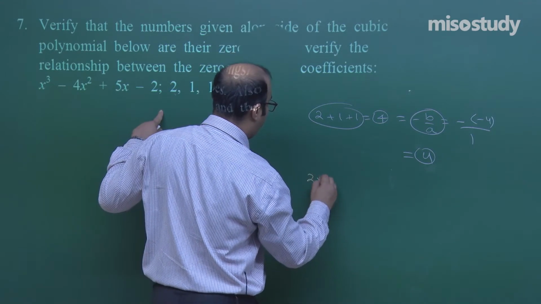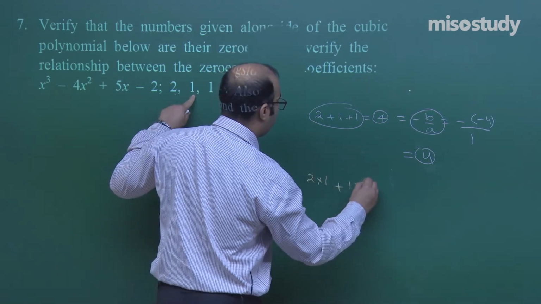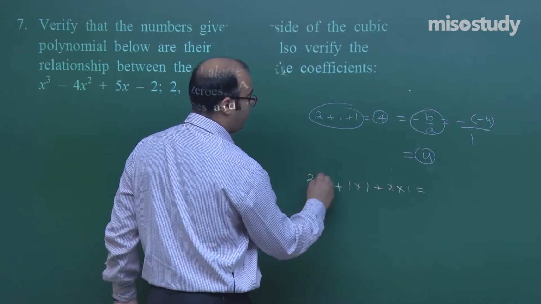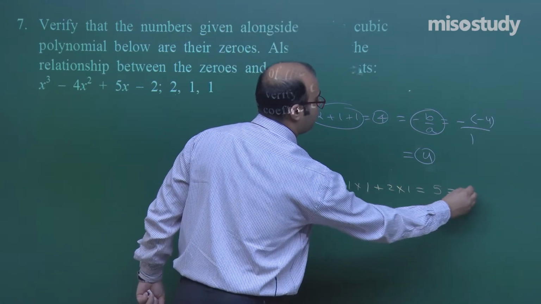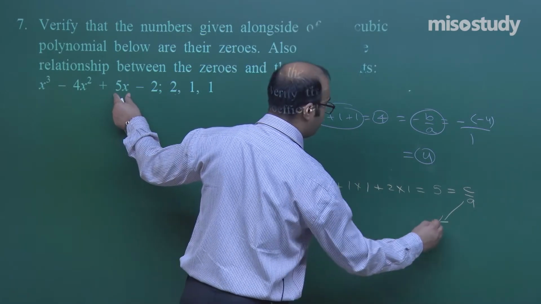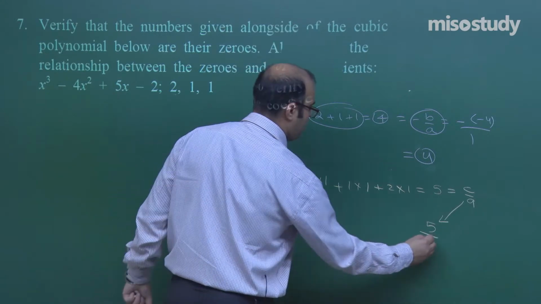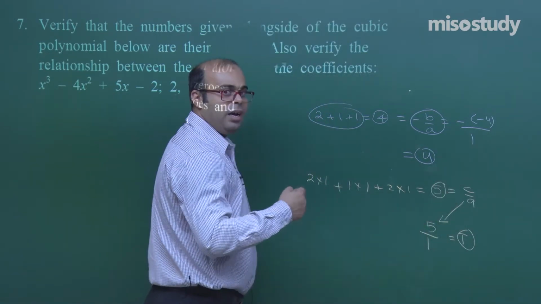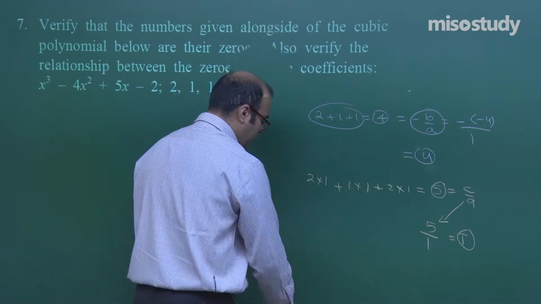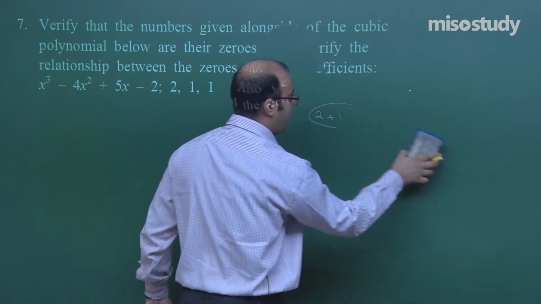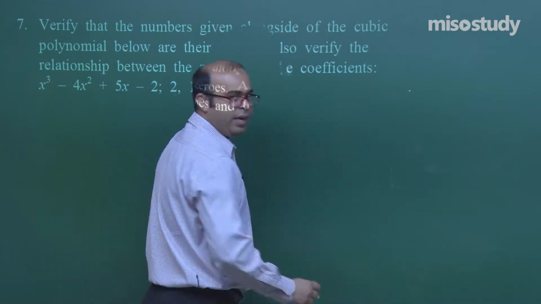Next let us verify the sum of the product of the roots taken pairwise. So 2 into 1 plus 1 into 1 plus 2 into 1. What we will obtain? 2 plus 1 plus 2, 5. And that should be equal to c by a. What is c by a? Let us check. C is 5 and a is 1. So it is also 5. So both are equal, which means that the sum of the product of the roots taken pairwise is equal to c by a is also true.